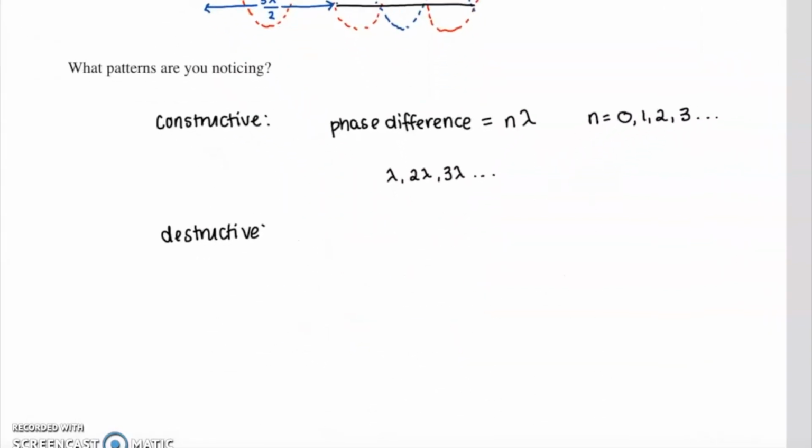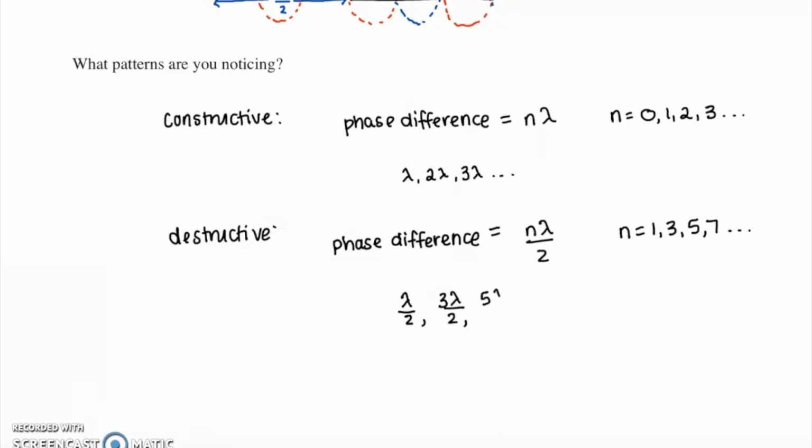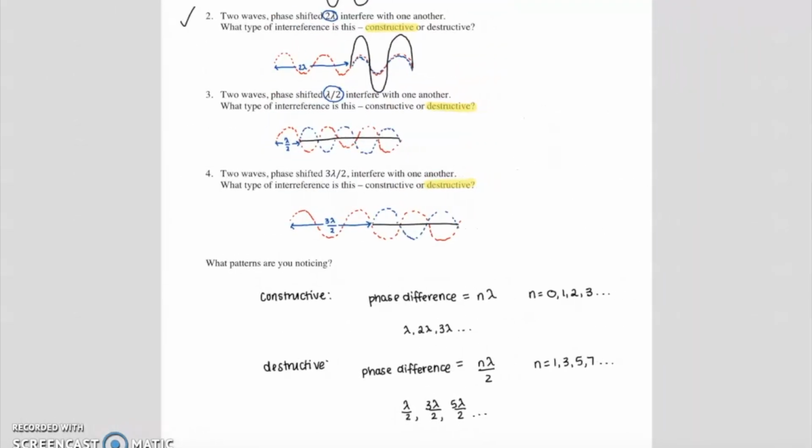By contrast, you're getting destructive interference when you have a phase difference equal to n lambda over 2, where n here is 1, 3, 5, 7, meaning that lambda over 2, or 3 lambda over 2, or 5 lambda over 2, and so on, will all give destructive interference. And we can see that in question 3 and question 4.